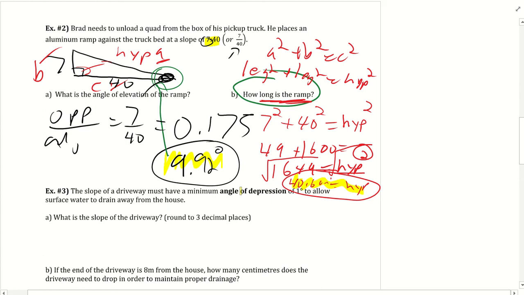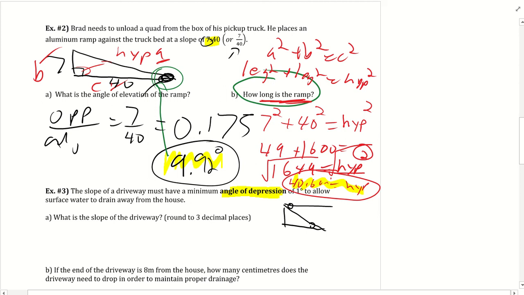I just wanted to give people a little bit here too. The slope of a driveway must have a minimum angle of depression of 1 degree. Just so you know what angle of depression is, if you're looking here, the angle of depression would be this angle here, which is equal to the angle of elevation. Just keep that in mind if you're doing that question.